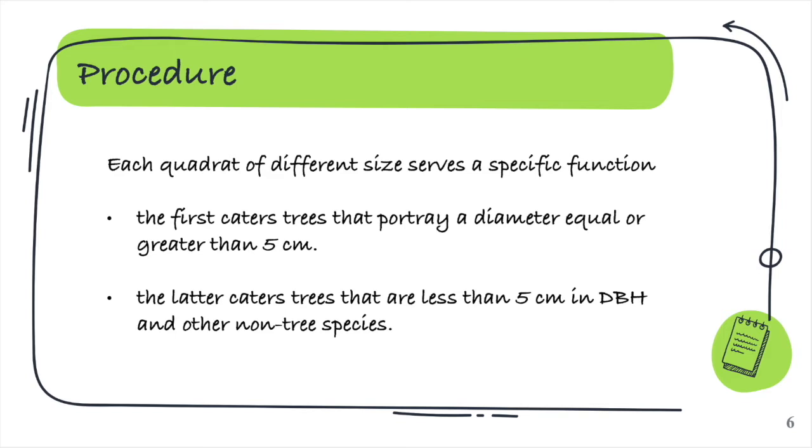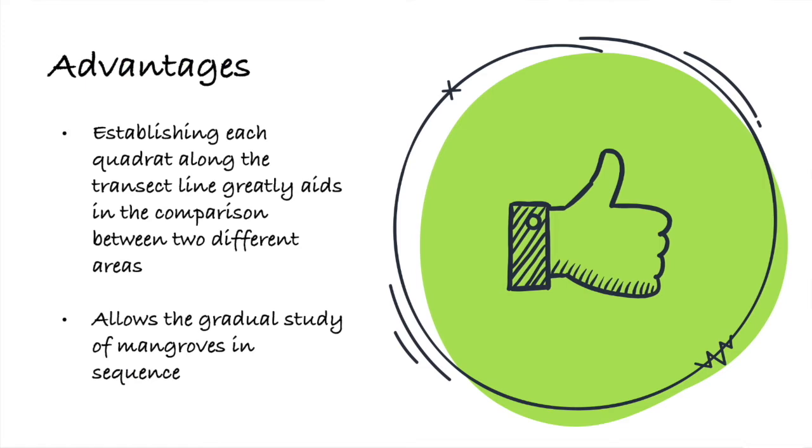Each quadrat of different size serves a specific function. The first caters to trees that have a diameter equal to or greater than 5 centimeters, and the latter caters to trees that are less than 5 centimeters in diameter at breast height and other non-tree species.